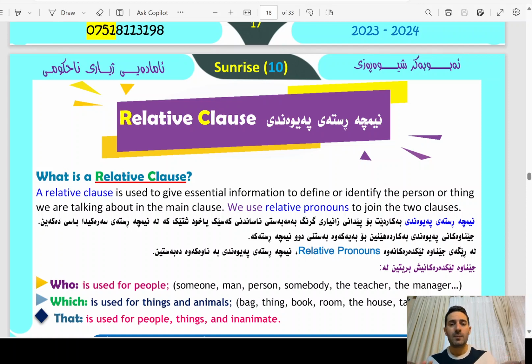Alright, first let us focus on the definition. Then I'll be talking about the rules of joining two clauses or sentences.